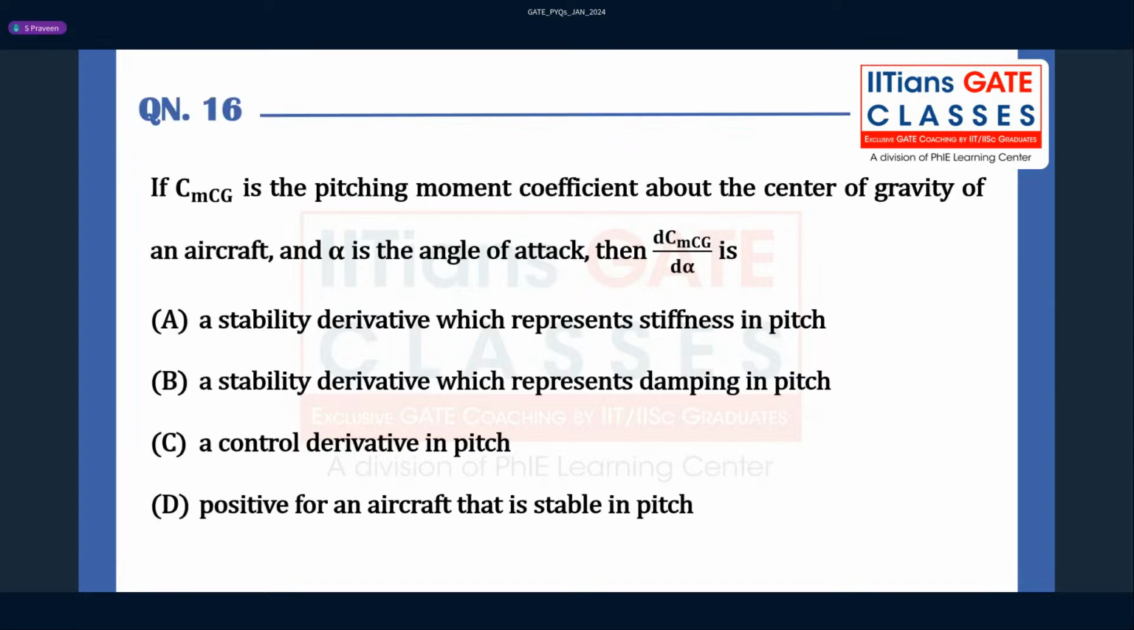If CMCG is the pitching moment coefficient about the center of gravity of an aircraft, and alpha is the angle of attack, then dCmCg by d alpha is dash. There are four options in here: a stability derivative which represents stiffness in pitch, a stability derivative which represents damping in pitch, a control derivative in pitch, positive for an aircraft that is stable in pitch.